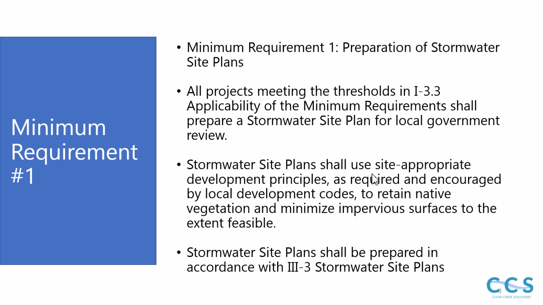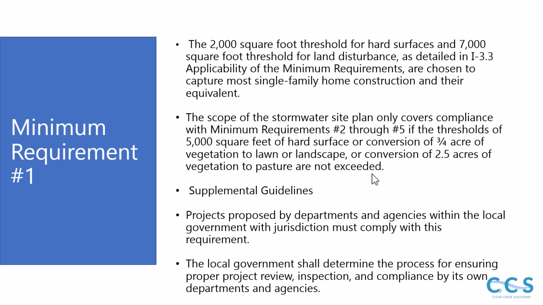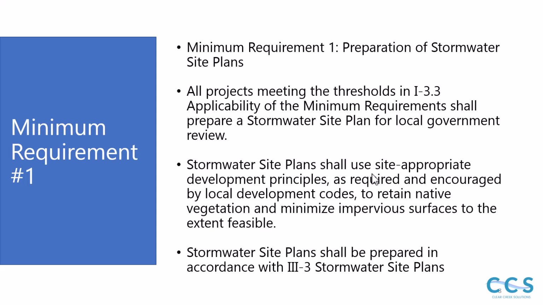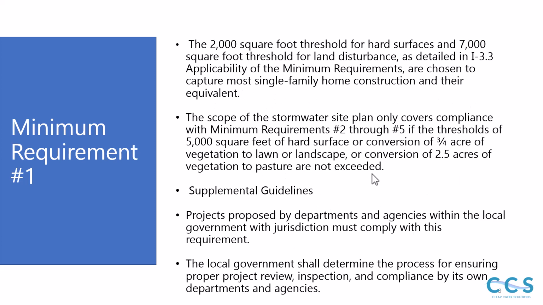Stormwater site plans shall be prepared in accordance with I-3, stormwater site plans. You want to take a look at that. Outlined in minimum requirement number 1, the 2,000 square foot threshold for hard surfaces and 7,000 square foot threshold for land disturbance, as detailed in I-3, applicability of the minimum requirements, are chosen to capture most single-family home construction and their equivalent. So we're looking at projects of that size and greater.